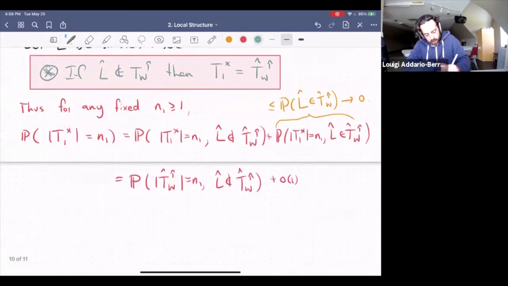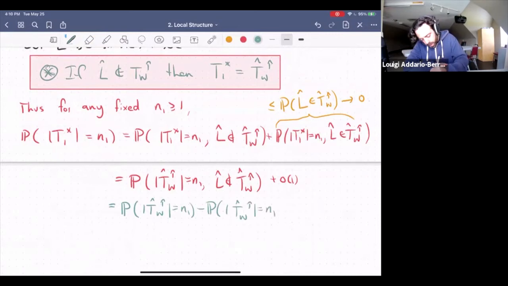Now we have to do that same sort of extraction of an error term one more time. We can write this probability as the probability that the subtree rooted at W in T hat has size N1, minus the probability that the subtree has size N1 but L hat is in the subtree.